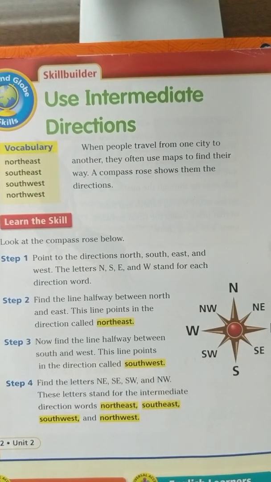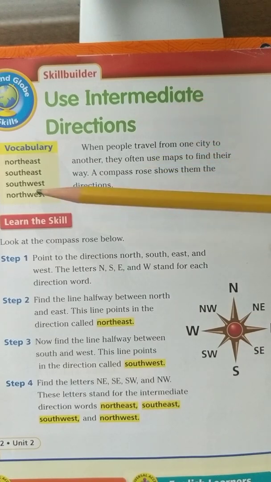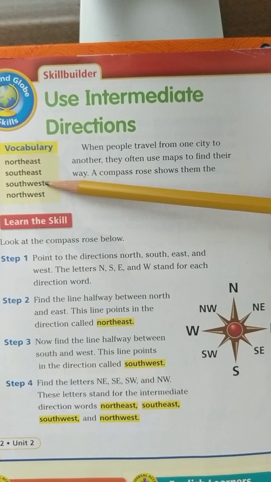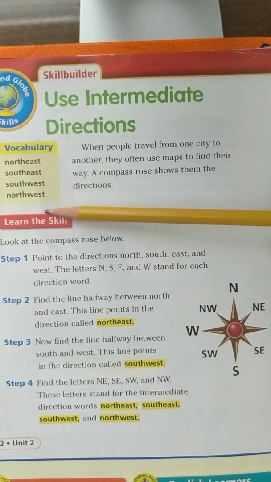Okay, we're going to be doing our social studies, page 82 and 83. So please make sure you have your social studies book out and open to those pages. We're learning about using directions, intermediate directions. So the vocabulary we have for today are northeast, southeast, southwest, and northwest.